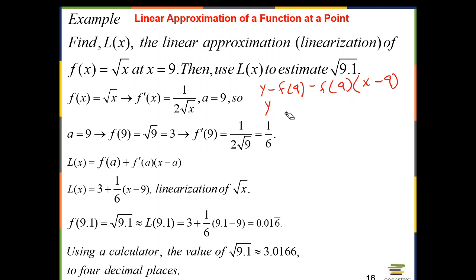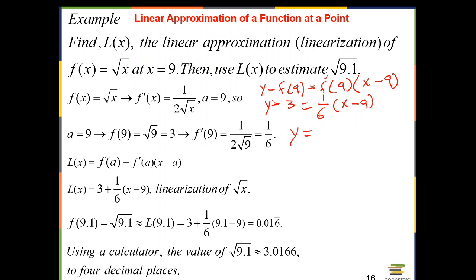Let me fix the mess I made here. So that's f prime, and that's equal to y minus 3, right? Because f of 9 is 3. Equals, what's f prime? Well, the derivative of the square root of something is 1 over 2 square root of something. And the derivative at 9 is just 1 over 2 square root of 9, which is 1 over 6, times x minus 9. Now, all we have to do is solve for y.